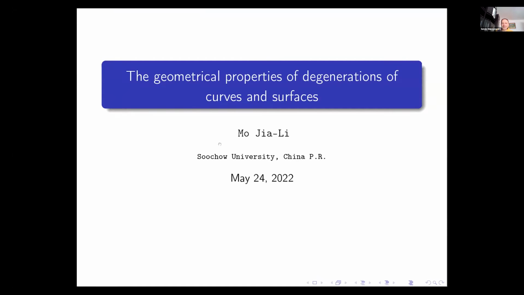Good morning, everybody. I would like to begin my talk by thanking the organizers for inviting me to take part in this conference. Today's topic is the geometric properties of degenerations of curves and surfaces. My name is Mo Jia Li. I come from Suzhou University in China.